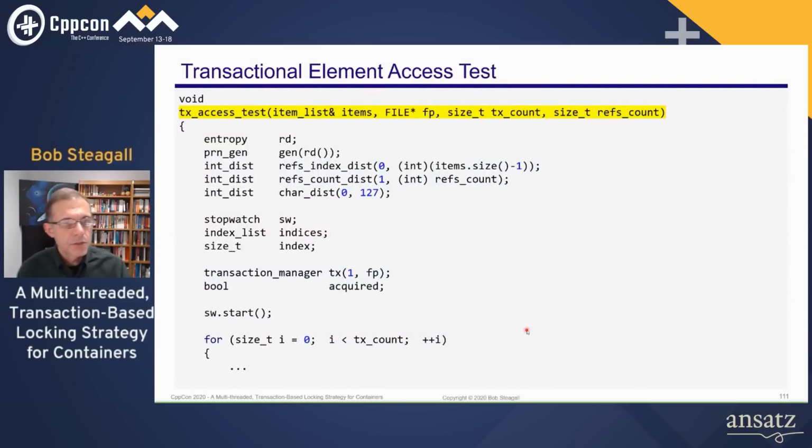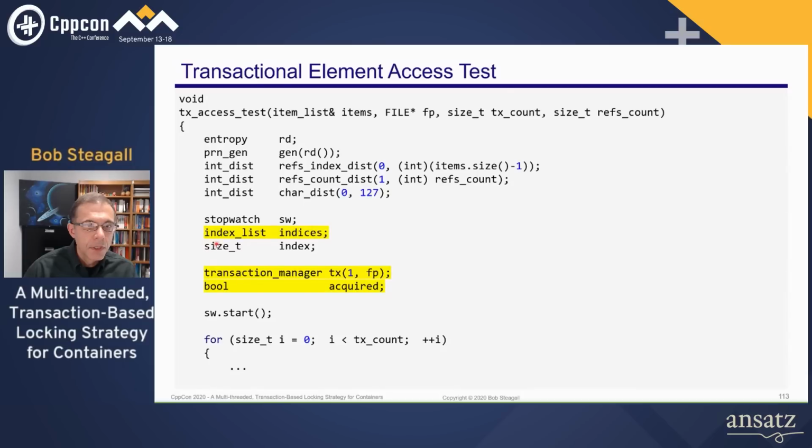Okay, so let's look at the actual test that's being performed here. This test function, TX access test, is a thread function. This is the function that's running in a thread that I mentioned previously in the algorithm. So here I'm setting up some data that I'm going to use to implement my business logic, including some random number generation here. I'm going to have a stopwatch to do timing. I'm going to keep some data which represents my update group.